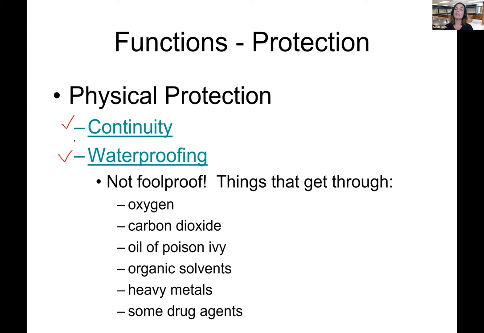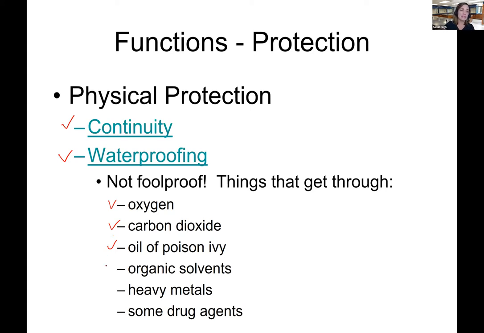There are some things that can get through the waterproof coating. Obviously, gases like oxygen and CO2 can move back and forth across our skin. Now, this is not how we're getting oxygen into our bloodstream, but you can move gases back and forth. Other things that can make it through that waterproof coating are things like poison ivy oil. This is why when you brush against poison ivy or poison oak or sumac, you get those blisters, because it's made it through that waterproof coating.